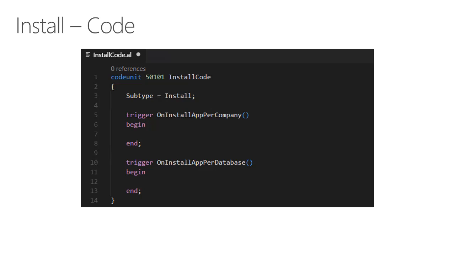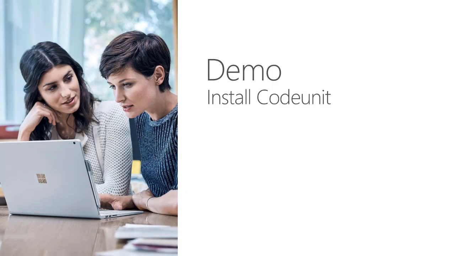So if you have tables that are not company specific, you would create some data in the on install app per database. If it's company specific, which is the case usually, you would put that code into the on install app per company trigger. That's the trigger you'll use mostly. So let's go into our Azure VM and take a look at one of those install code units.